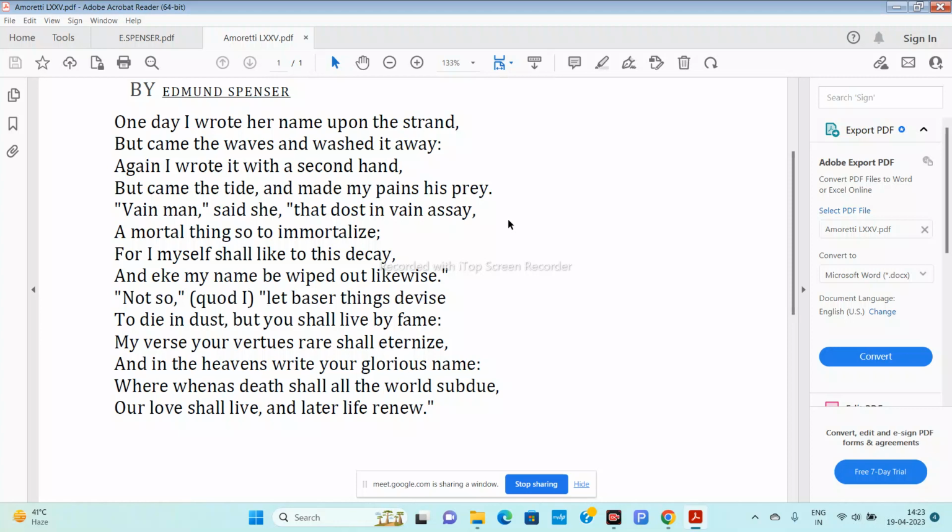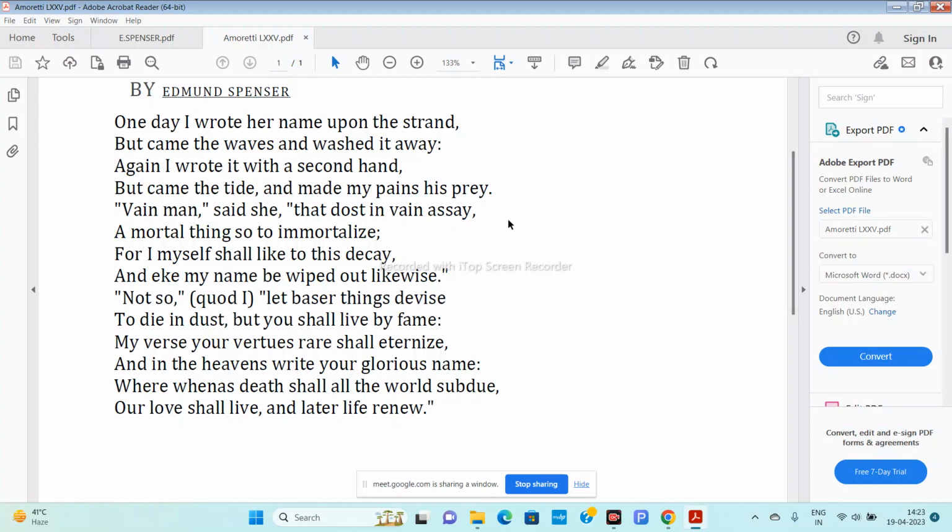So, what is the poet's response? The poet now says to his beloved, "Not so, quod I, let baser things devise to die in dust, but you shall live by fame." So the poet replies that it is not going to be so. Quod I means declared I, or stated I, I declared, I said, "let baser things devise to die in dust."